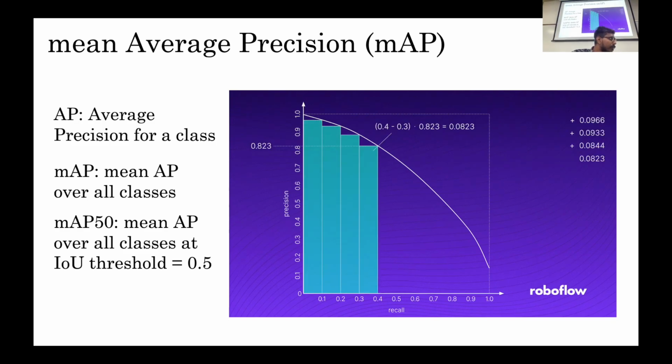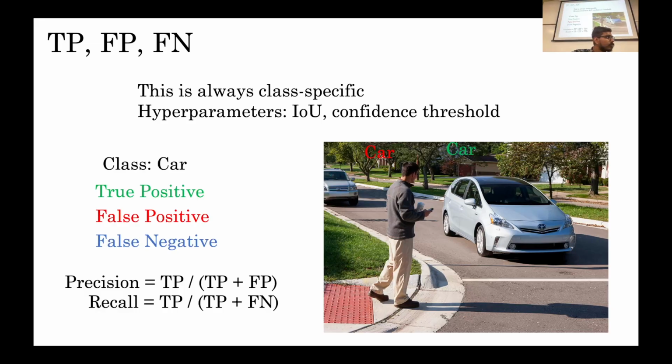In the previous slide, for the same class, there are two objects. If the model detects one and doesn't detect the other, it's a false negative or true positive. You always compute true positives and false positives for the predicted ones. If it is a correct one, we call it a true positive. If it is the wrong class, we call it a false positive. And if there is an object but it is not detected, we call it a false negative.